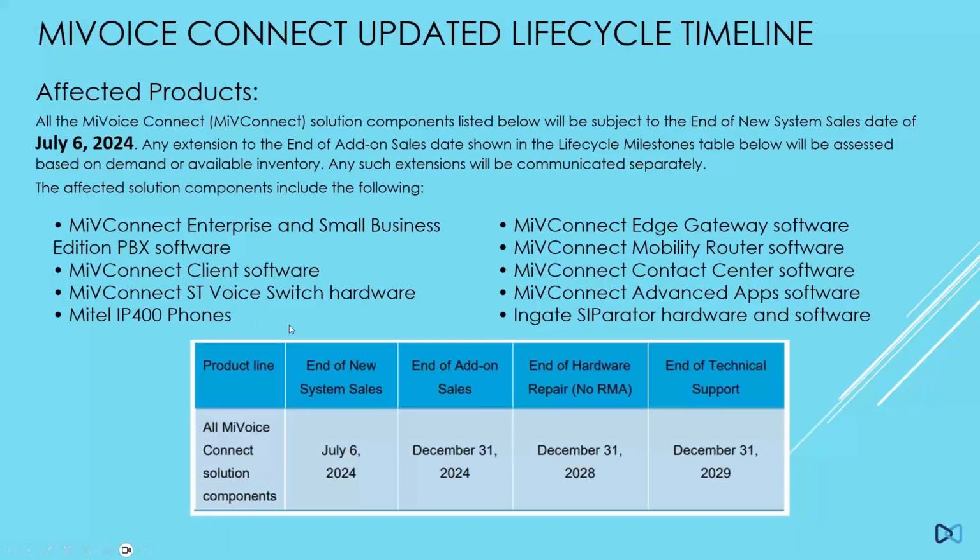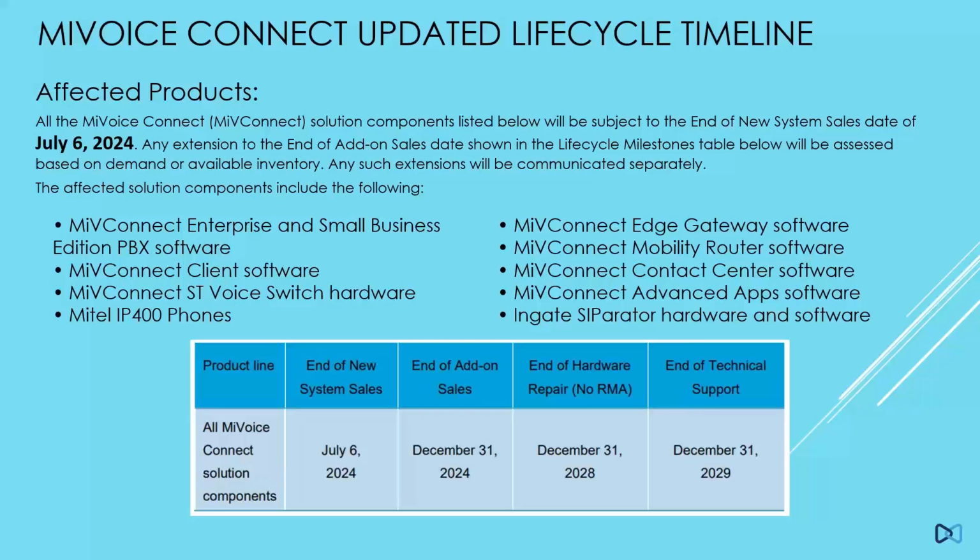And they said big milestones coming up, end of new system sales, July 6th. I don't think anyone's buying any new systems between now and then, even with that date there. But certainly the end of add-on sales is an important one for people who are currently on Connect and you have a system.